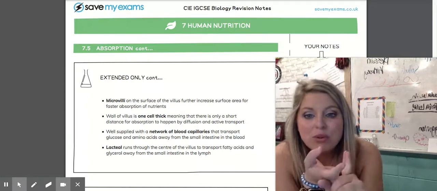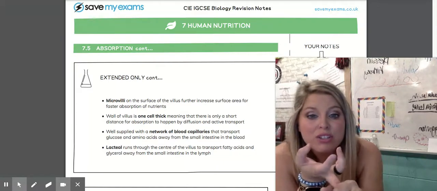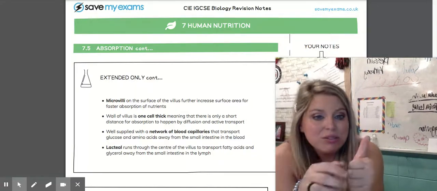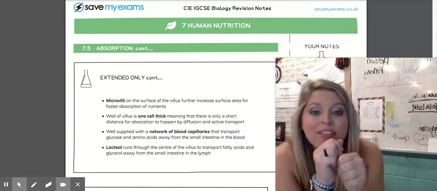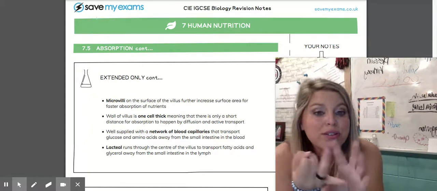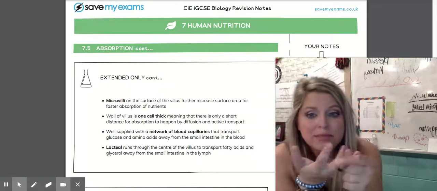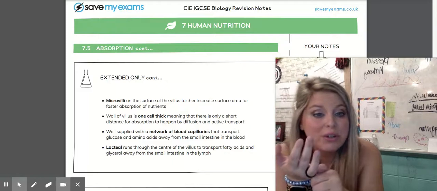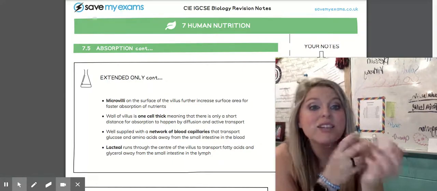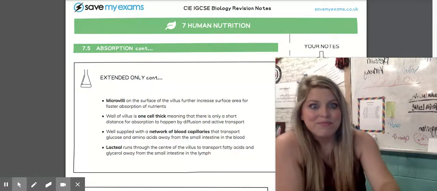And then, of course, your lacteals run through the center of the villus to transport fatty acids and glycerol away from the small intestine. So the lacteal is responsible for absorbing the fatty acids and the glycerol, but your blood capillaries absorb your glucose and amino acids. The glucose comes from your carbohydrates that have been broken down, and your amino acids are from broken down proteins. Those are going into your bloodstream, and the lacteal, which is part of the lymphatic system, is absorbing the fatty acids and the glycerol to take them away.